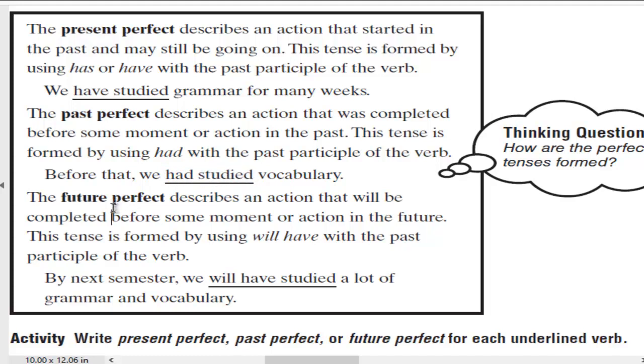Let's move to the future perfect. It describes an action that will be completed before some moment or action in the future. This tense is formed by using will have with the past participle of the verb. The example is: by then, we will have studied a lot of grammar and vocab. So here we have an action that will take place before some moment in the future. So that's why we will use the future perfect.